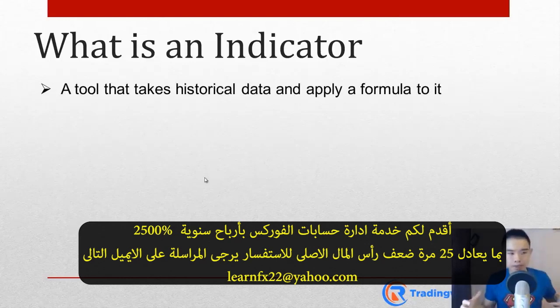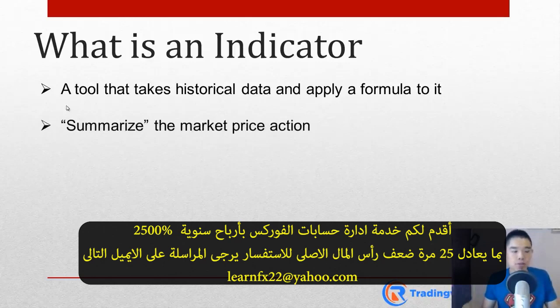It's basically a tool that takes historical data and applies a formula to it. In fact, if you think about most indicators, this is what they do. They take the historical data, whether it is volume or price, and apply a mathematical formula to it, and that's where your indicator gets its line, or the different colors and stuff like that. So what it does is it helps you summarize the market's price action.